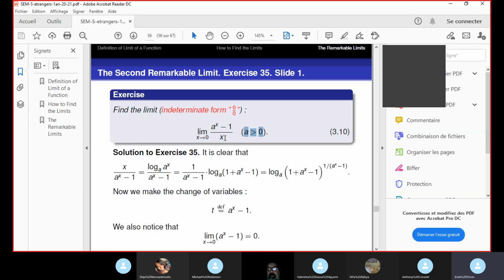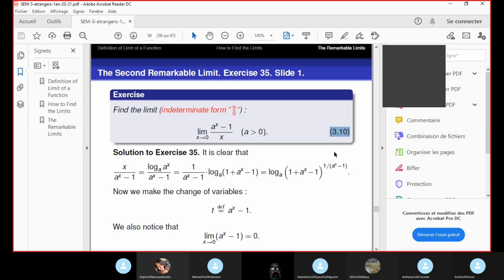Very good. So in this case, in order to use our previous result, we consider not the fraction (a to the power x minus 1) over x, but x over (a to the power x minus 1), so 1 over the fraction defined in the formula 3.10. It's the method which is like this. Agree? No, you do not agree, but I propose you this method.